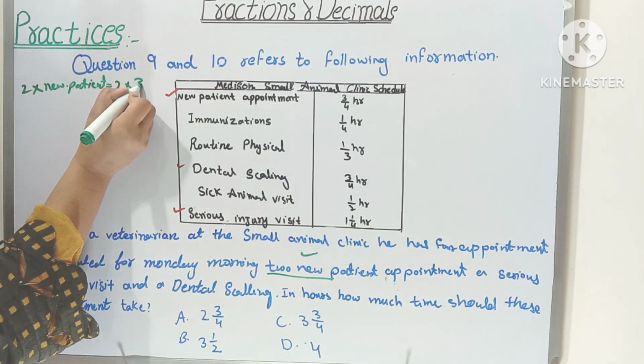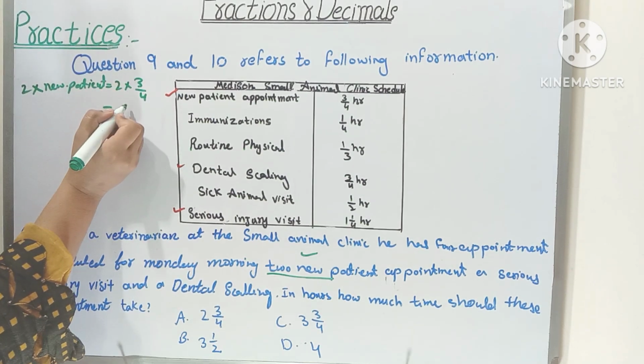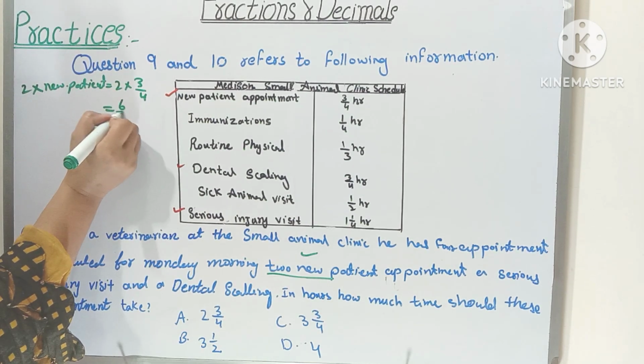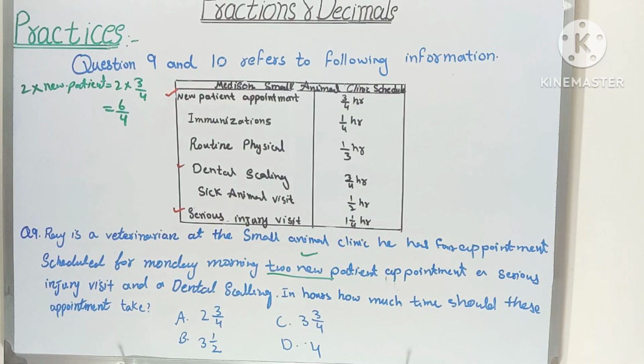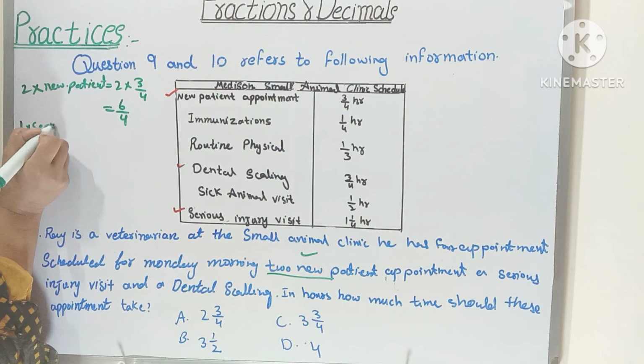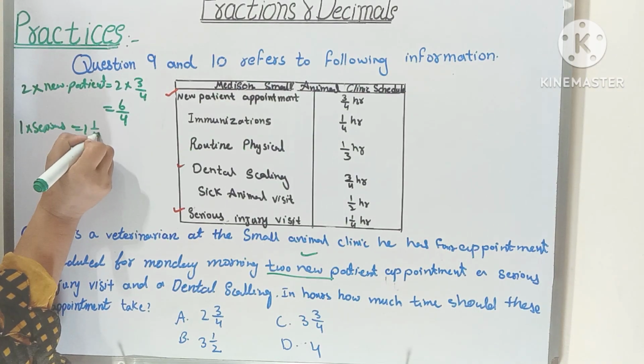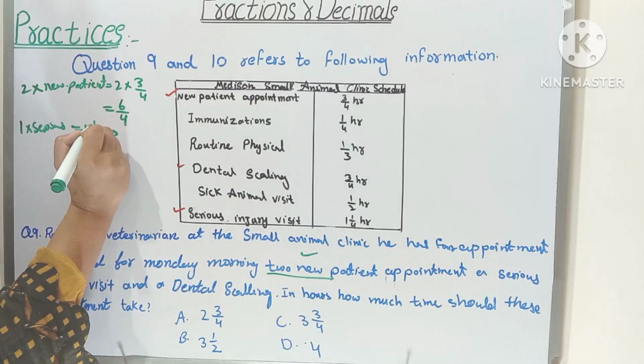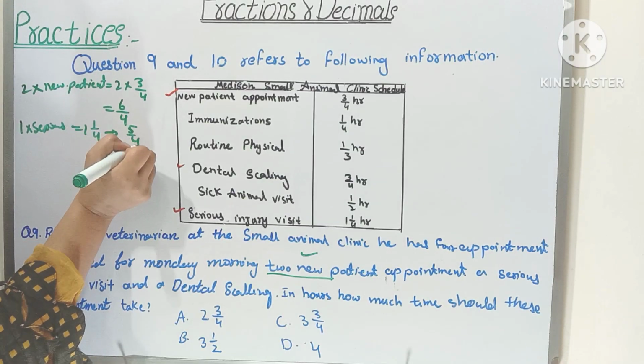2 multiplied by 3/4 is 6/4. Okay. Next, 1 serious injury, 1 1/4. Converting to improper fraction, 1 1/4 becomes 5/4.